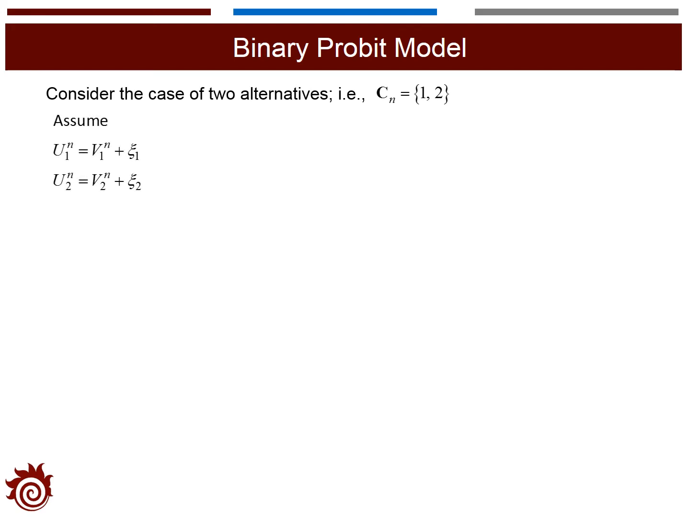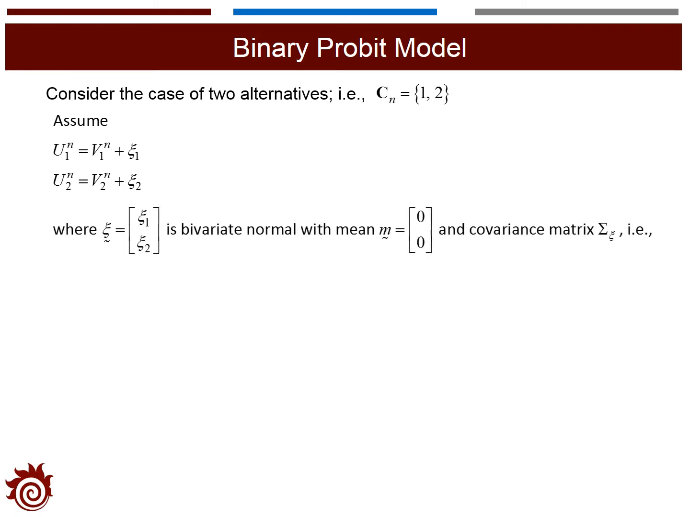We also define the utilities for these two alternatives, u1 equals v1 plus xi1, and here v1 is the deterministic utility and xi1 is the random term. Similarly, u2 equals v2 plus xi2. We assume that the two random terms xi1 and xi2 follow a bivariate normal distribution and the mean is 0. We also define the covariance matrix as sigma xi.